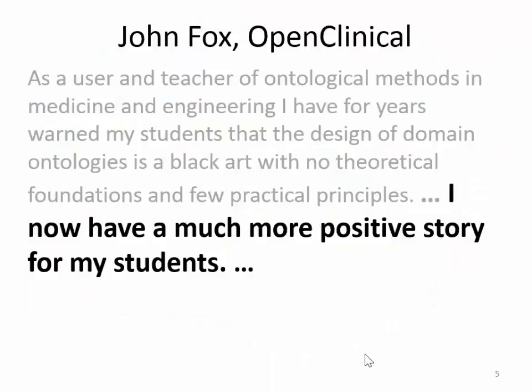As you will see on the handout, John Fox says, "I now have a much more positive story for my students, because the book describes how ontologies ought to be built in a way which seems to be systematic and simple." So the idea behind BFO is that it should be something that everyone can get hold of and use in building ontologies, so that there is a certain common basis for the ontology building work that they do.